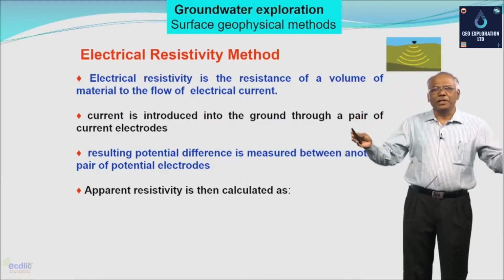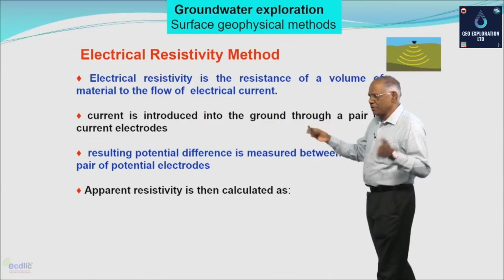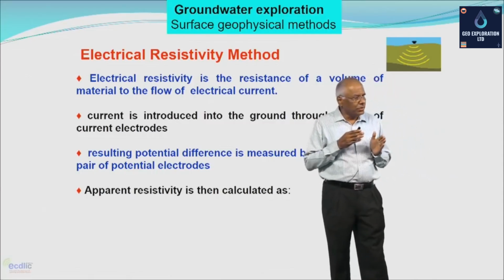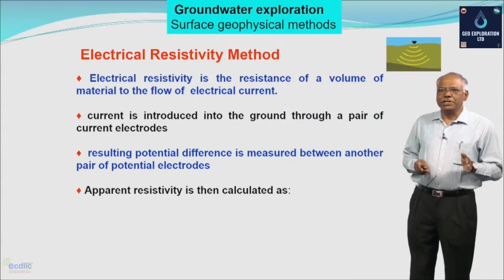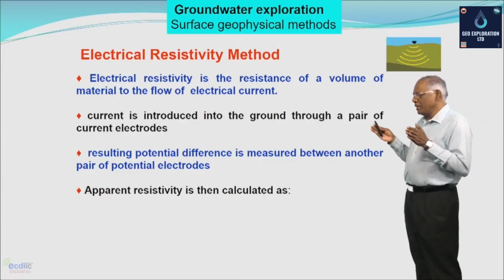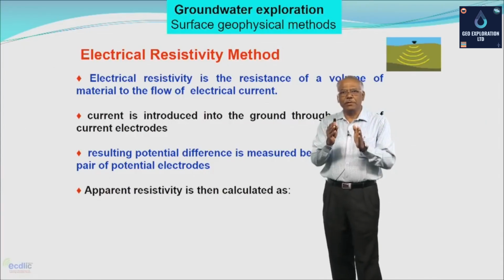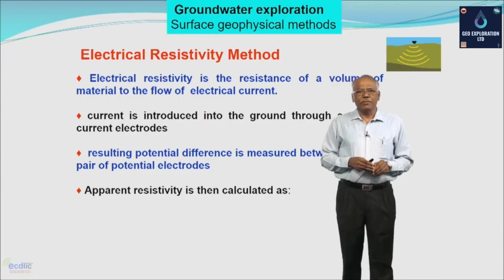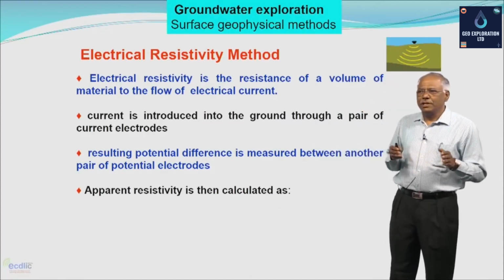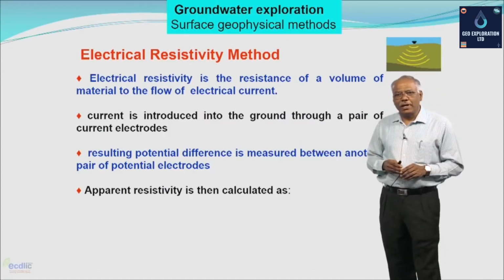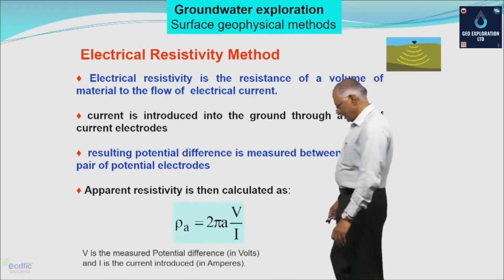So, we have two current electrodes, this is typically the 4 probe method, and therefore, we have two current electrodes C1 and C2, through which current is introduced into the subsurface. And then the resulting potential is measured between another pair of potential electrodes, and therefore, we have P1 and P2 as two potential electrodes. By using these potential electrodes, one can measure the potential difference produced at these two electrodes, and then apparent resistivity is calculated by taking an equation into consideration.